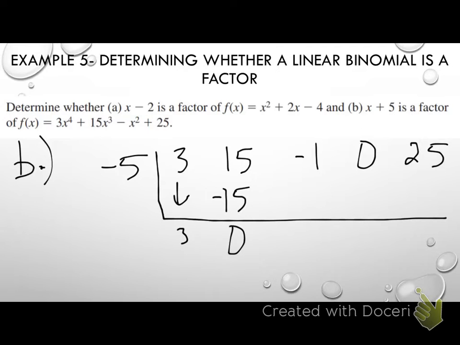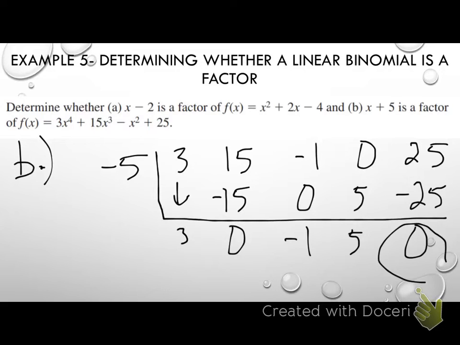0. What's -5 times 0? 0. What's -1 plus 0? -1. What's -5 times -1? +5. What's 0 plus 5? 5. And then -5 times 5. -25. 25 plus -25? 0. What's my remainder?